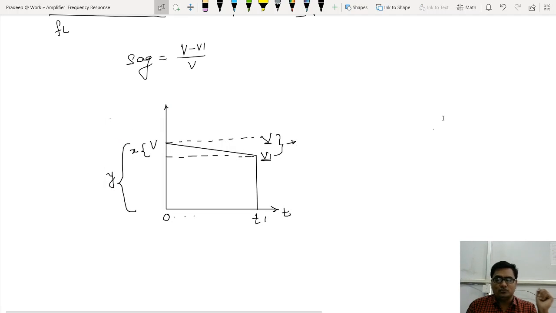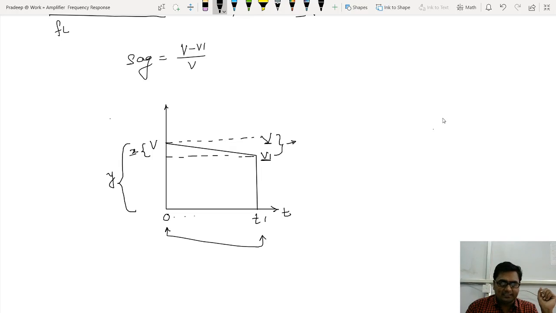This is what my actual sag is, V minus V1 divided by V. Now look at this, output voltage is decreasing in the time frame of T1, that is the pulse width. The decrement I have said is X, the total desired output voltage I am saying is Y. So X is how much percent of Y is what sag is. Agreed? So the sag is cleared. Now I need to relate it with the lower cutoff frequency.